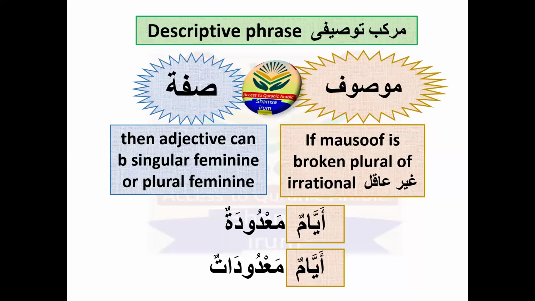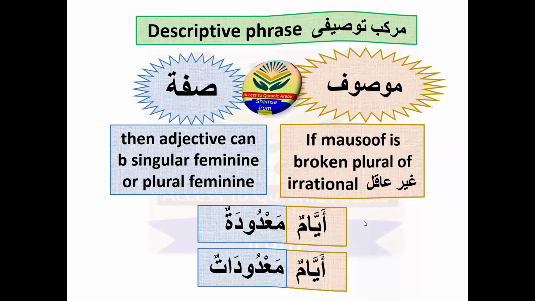Ma'dudatun is singular feminine, and ma'dudatun is plural feminine. So in both options are allowed, but mostly you will see the singular feminine. I will give you a few examples from Quran Majid, inshallah ta'ala.